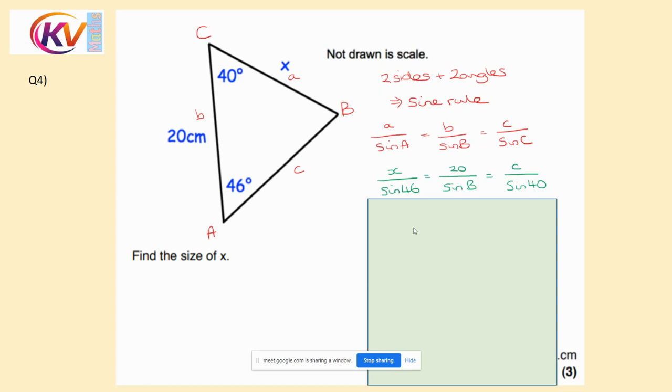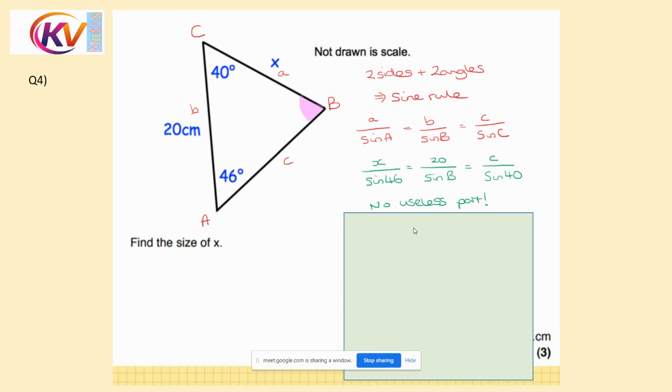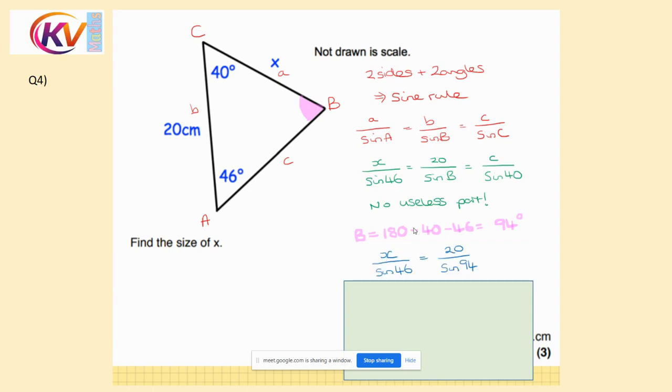Good, we can work out angle B. So we need to work out that missing angle at B. That will then give us two useful bits, and then we would be able to ignore the other part. Angles in a triangle add up to 180, so we can take away the 40 and 46 to give us the angle at B as 94. We can then substitute that into the formula and ignore the C over sine 40 because that's not going to help us at all. It's a good spot there, you guys that spotted that one.